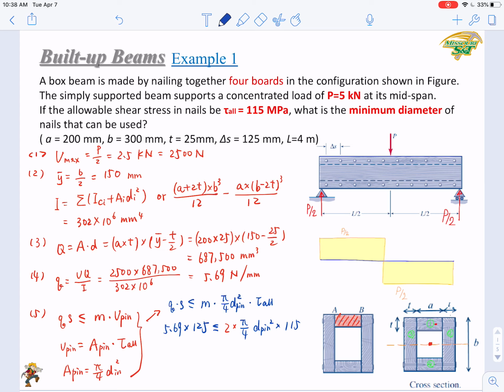So you can solve this equation. You will find that the D pin should be not smaller than 1.98 millimeter. Okay, so using a diameter larger than 1.98 will make your beam safe. Okay, it will be a good design.